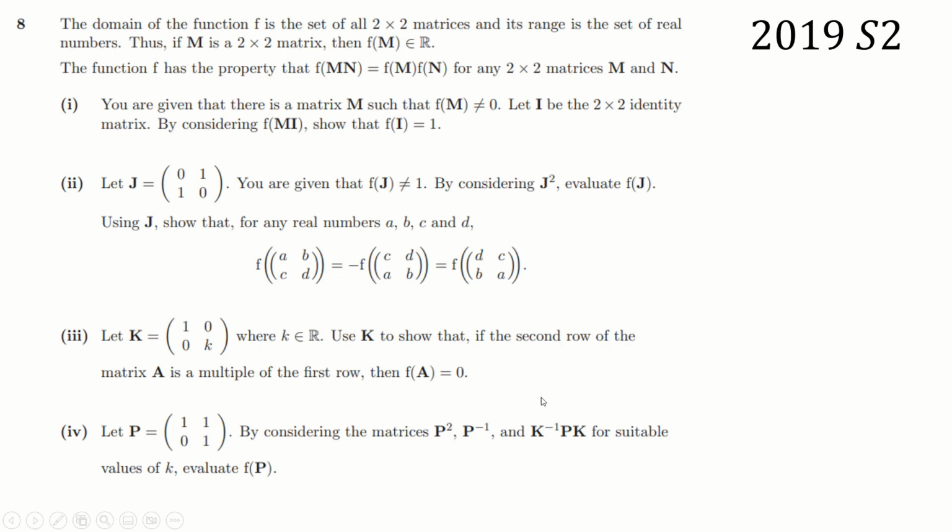So matrices were added to the Step 2 curriculum in 2019, and since then they seem to have asked one matrix question every single paper. So I thought I would just go through those nice and slowly, one by one. So this is question 8 of 2019.